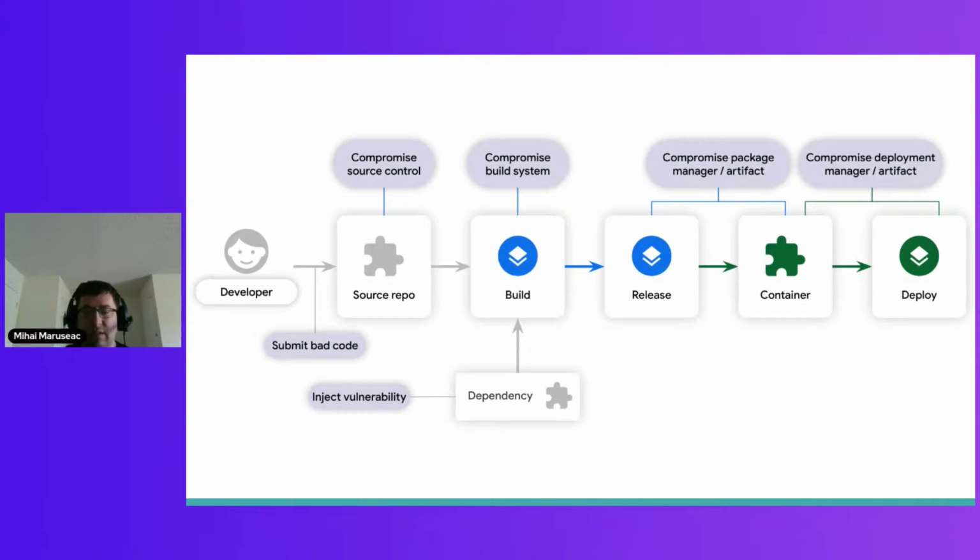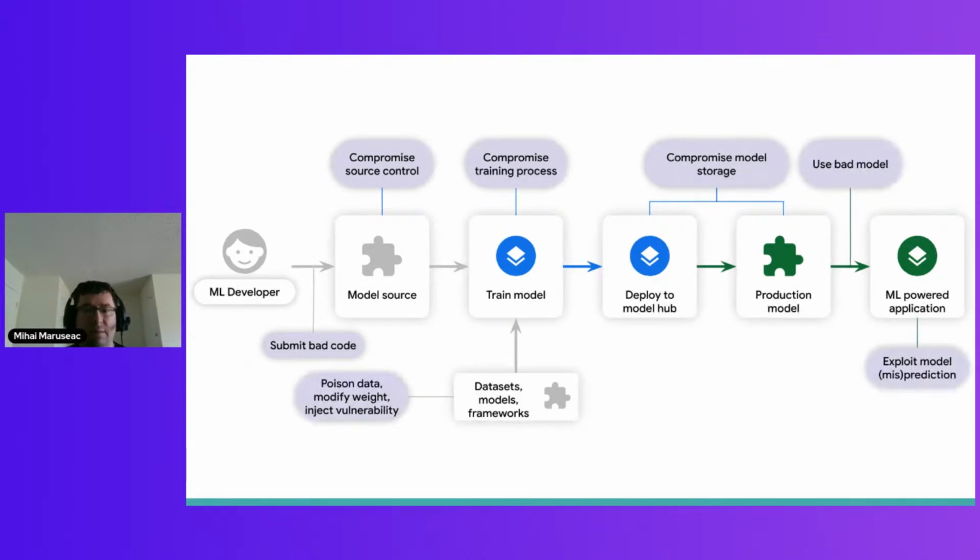All of these risks also map to the ML pipeline. The ML developer can submit bad code, or can accidentally write code that, during training, also leaks the data that the model is looking at. Or you can use a data set that has poison data. Or, if you are using pre-trained models, you modify the weights before using them in production. Or you can have an ML framework, like TensorFlow and so on, that has a vulnerability.